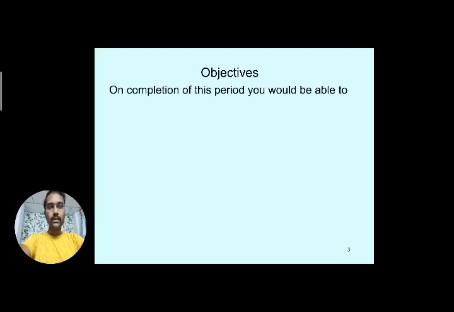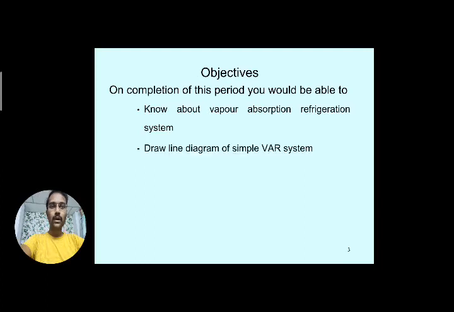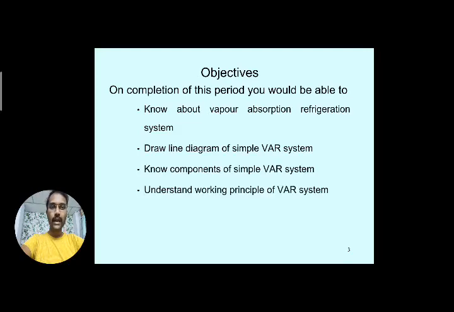Today, coming to the objectives, on completion of this period you would be able to know about the vapor absorption refrigeration system. We will see a line diagram of a simple vapor absorption refrigeration system, know the components of a simple vapor absorption system, and understand its working principle. Here we will go through it in detail, one by one, and discuss how we get the refrigeration effect in this new system, the vapor absorption refrigeration system.